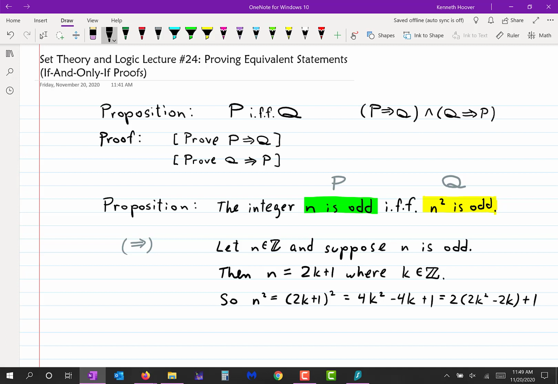Does that mean that n squared is odd? Yes, because what's really important? That's an integer right there, and I need to point that out. Okay, so I can do it like this. I can say hence n squared is odd since 2k squared plus 2k is an integer. Okay, and that takes care of proving one direction. That proves P implies Q.